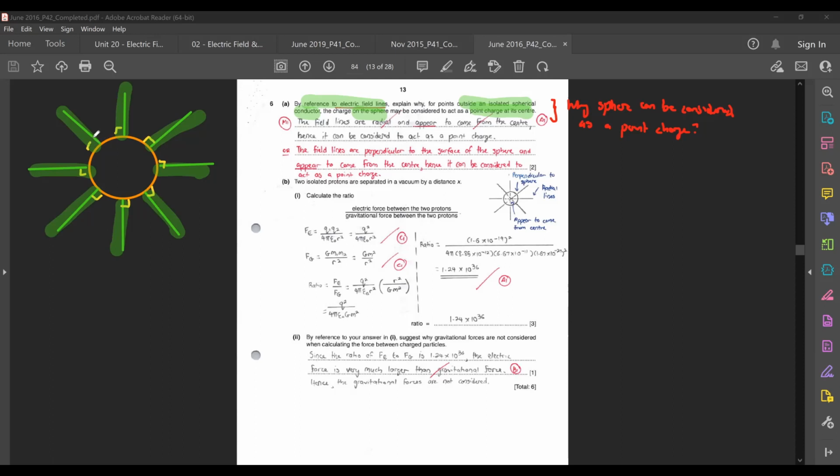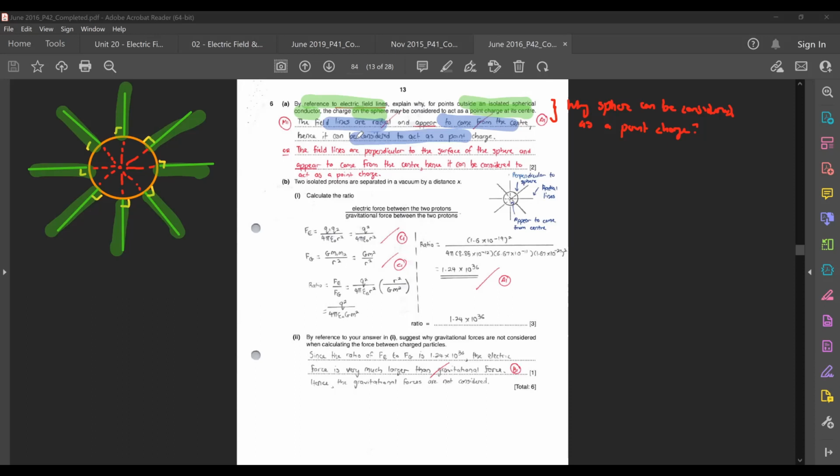If you extrapolate the field lines further into your sphere, you will notice that it tends to terminate at one particular point, which is at the center. Your field lines appear to be coming from the center of the sphere, much like that of a point charge. So that's why you can consider a sphere as being identical to a point charge. So how would you word your answer? You will say that the field lines are radial and appear to come from the center, so it can be considered to act as a point charge.